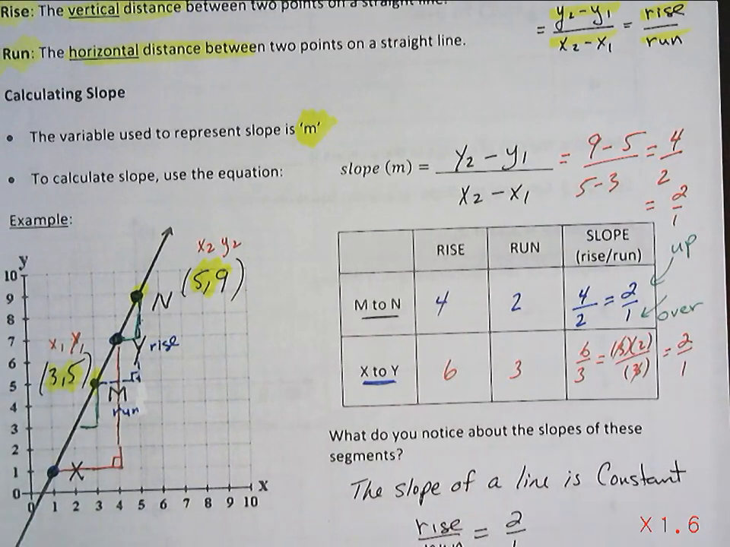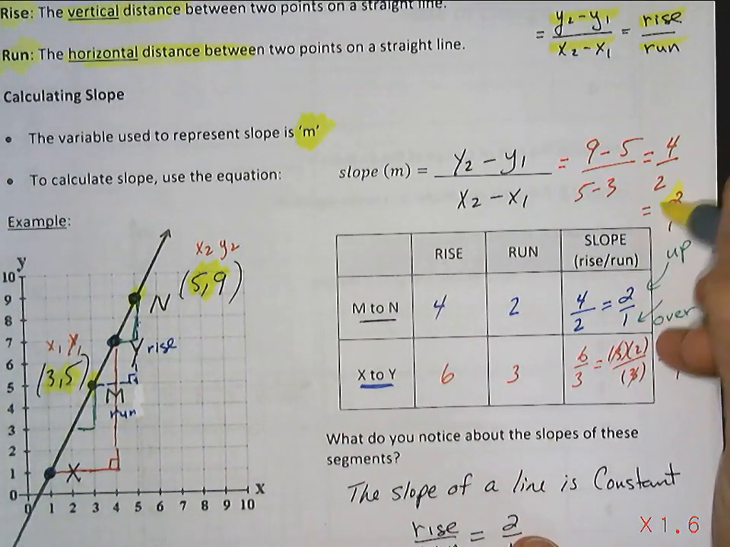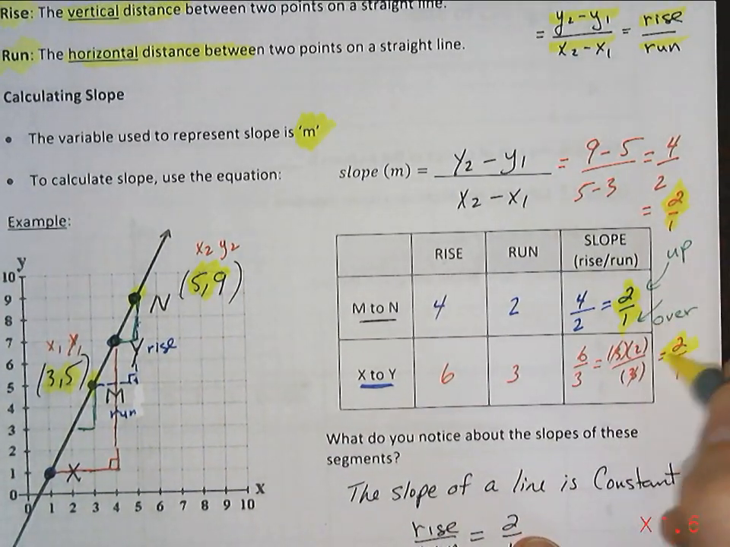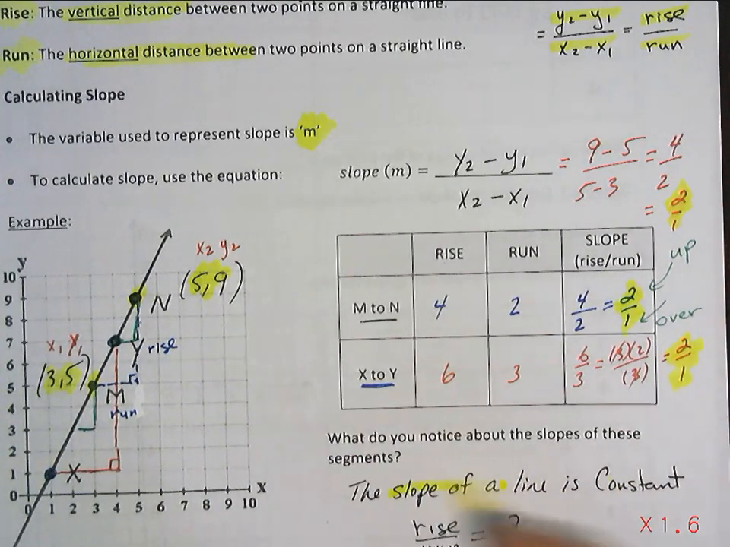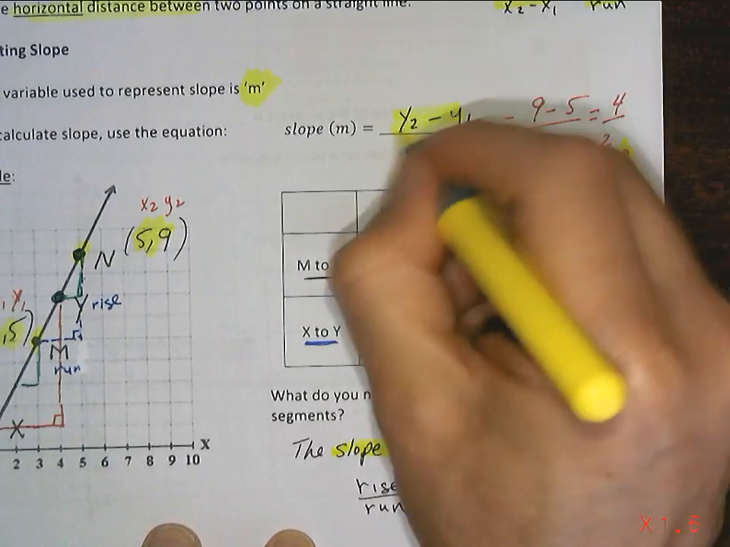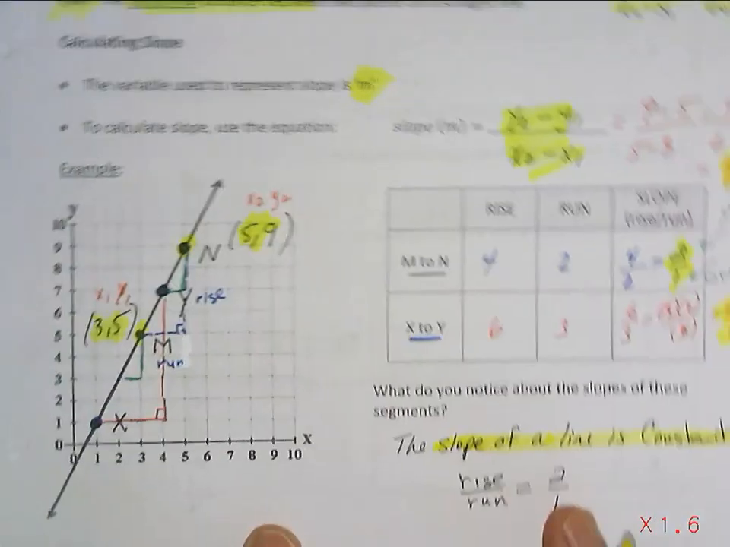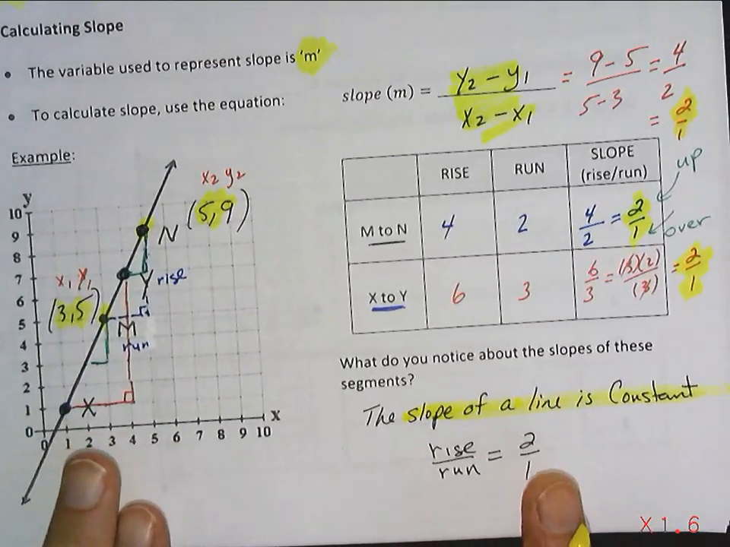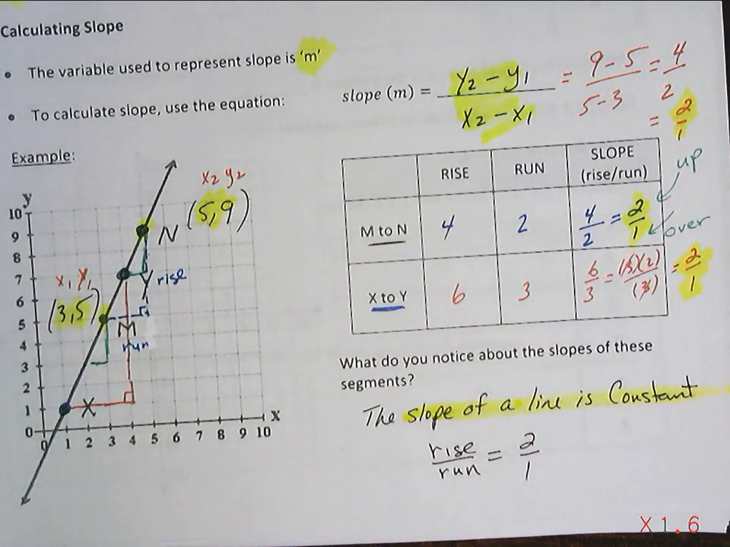Oh my goodness, all of these are the same. This, this, this. Therefore, the slope of a line is always constant, and we can do it using this formula, or we can use the graph and count. Now that's a pretty quick review of grade 9, okay? But that's what we got to be able to do.